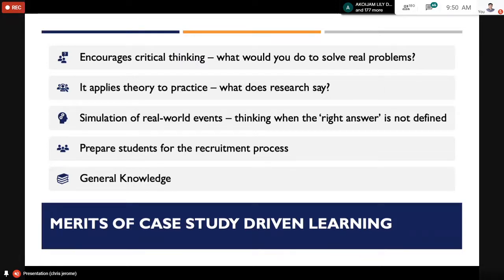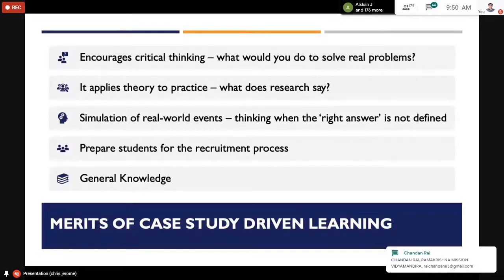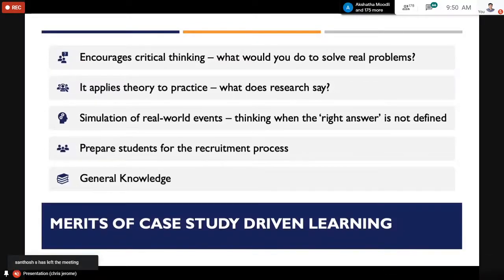So it takes the learning one step further, not just an understanding of the theory, but recognizing when theory should be applied in a real-world context. Third, it's the simulation of real-world events. In the real world, often the right answer is not defined. It's not found in a textbook. So students are forced to think about what they would do when they're confronted with the challenge, and when they don't know what the right answer is or what implementing a solution is going to look like.